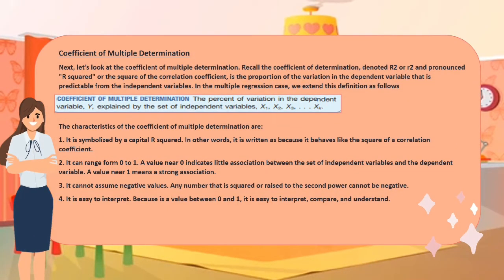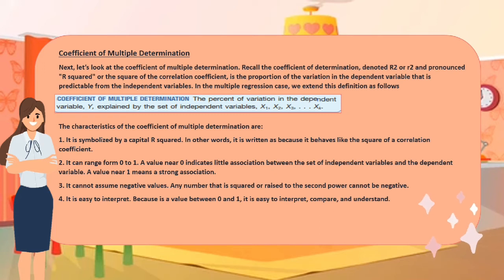Coefficient of multiple determination. Next, let's look at the coefficient of multiple determination. Recall the coefficient of determination, denoted R2 and pronounced R squared, or the square of the correlation coefficient, is the proportion of the variation in the dependent variable that is predictable from the independent variables. In the multiple regression case, we extend this definition as follows. Coefficient of multiple determination is the percent of variation in the dependent variable y explained by the set of independent variables x1, x2, x3, and so on.